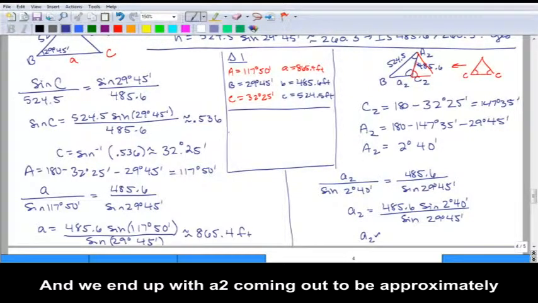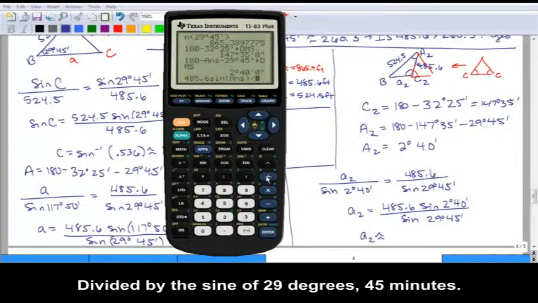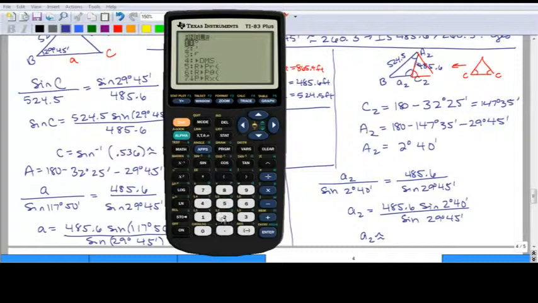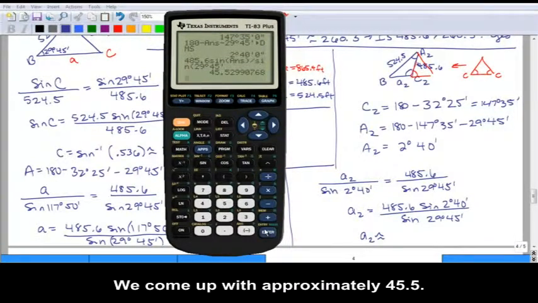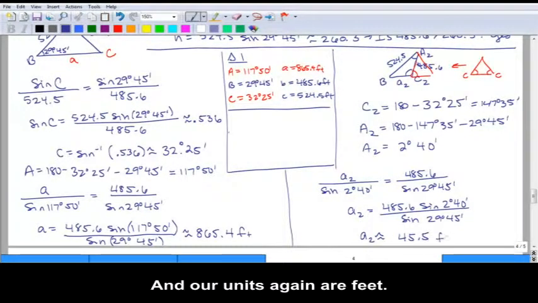And we end up with A2 coming out to be approximately what when we plug it in the calculator? We have 485.6 times the sine of, we've got our angles, so we can use second answer. Close that parentheses, divided by the sine of 29 degrees, 45 minutes. This is a length here. We come up with approximately 45.5. And our units again are feet.